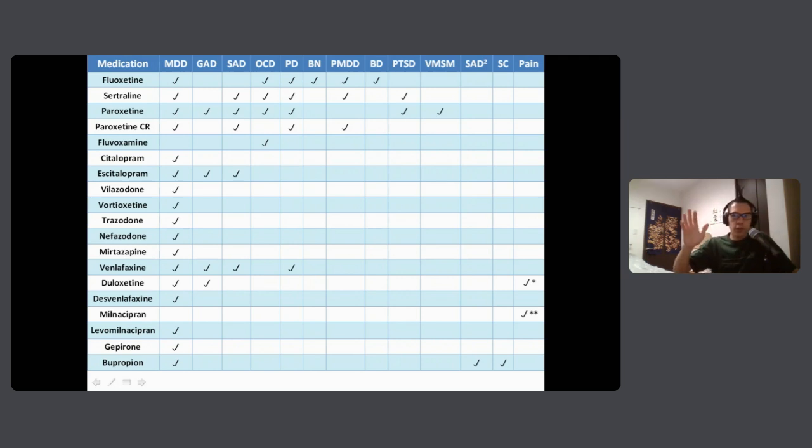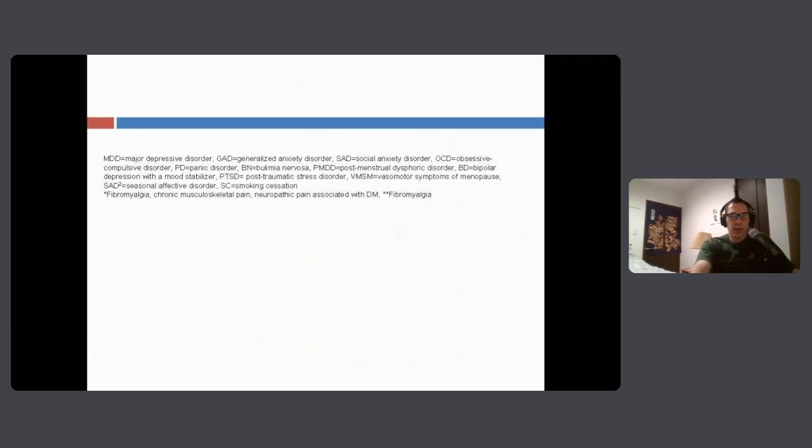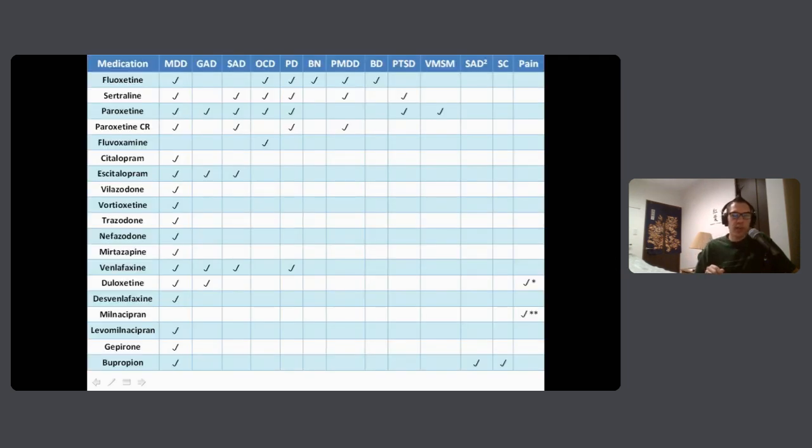So there's two more disorders I want to talk about that antidepressants are approved for. Next is, and I have to look these up myself, SC, that's smoking cessation. That's actually not really a mental health disorder per se, but nicotine dependence, it's a substance use disorder. And bupropion in the branded product Zyban is actually approved for smoking cessation.